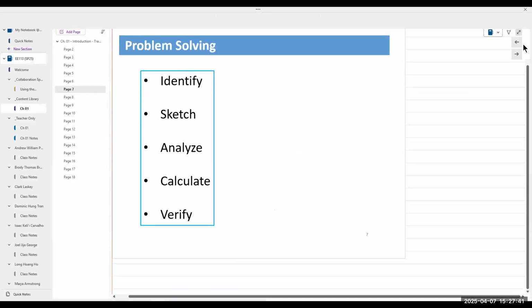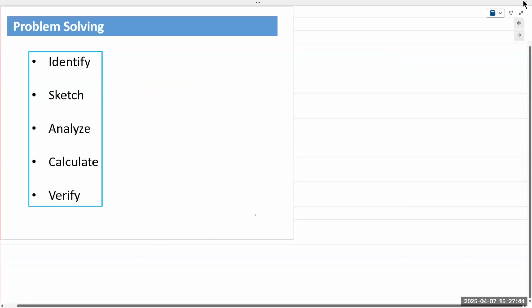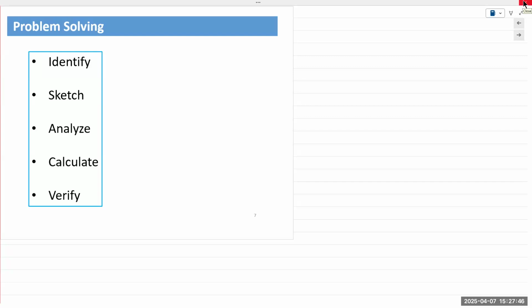Okay, problem solving. So, as engineers, you'll be faced with new problems every single day of your career, right? There's a standard approach that we take for performing analysis, or basically for any kind of problem solving. For electric circuits, I typically like to say that first you identify the problem, extract as much information as you can from the given problem statement.